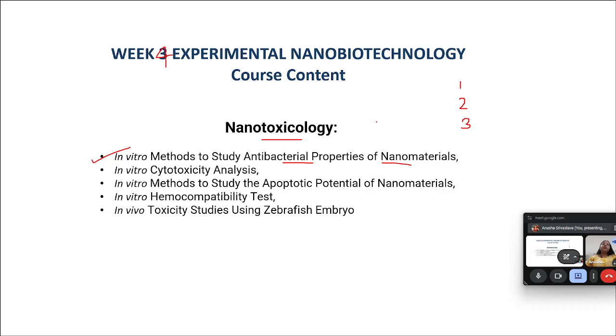So how would you verify if that particular nanomaterial or nanoparticle is capable of killing the bacteria or inhibiting its growth? Then, the cytotoxicity, if it is leading to cancer cell death, what are the different methods that are available? The third one is how we determine the apoptotic potential. We'll study apoptosis and everything, mostly when we are aiming for an anti-cancer property.